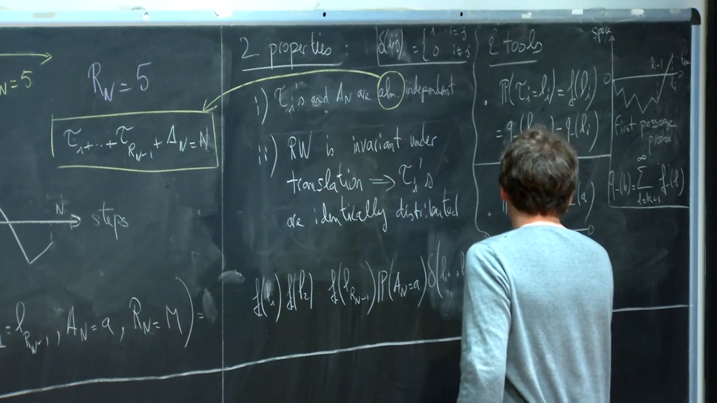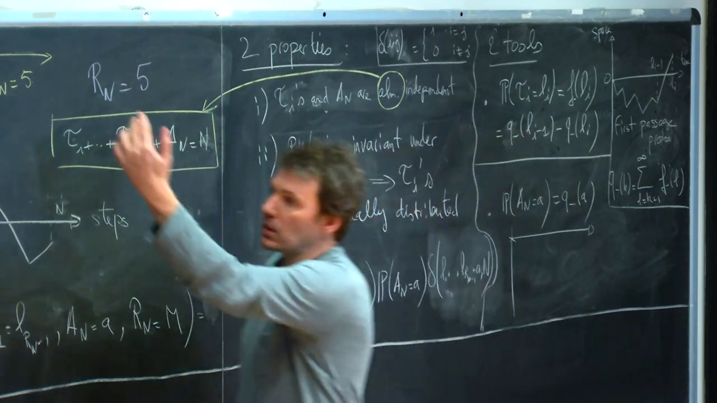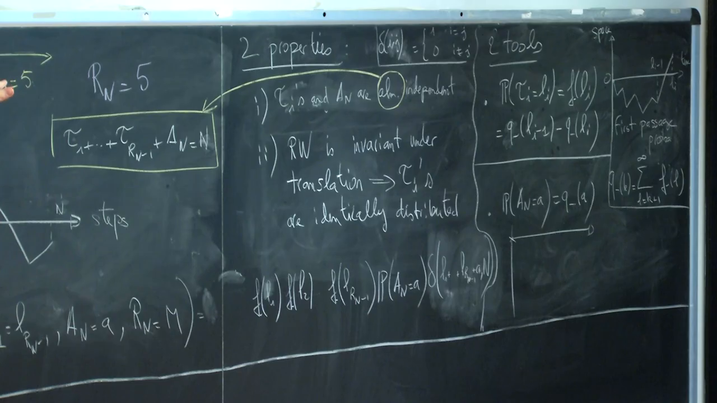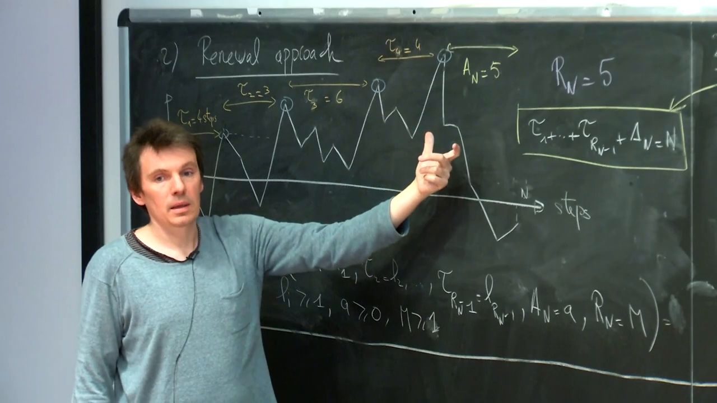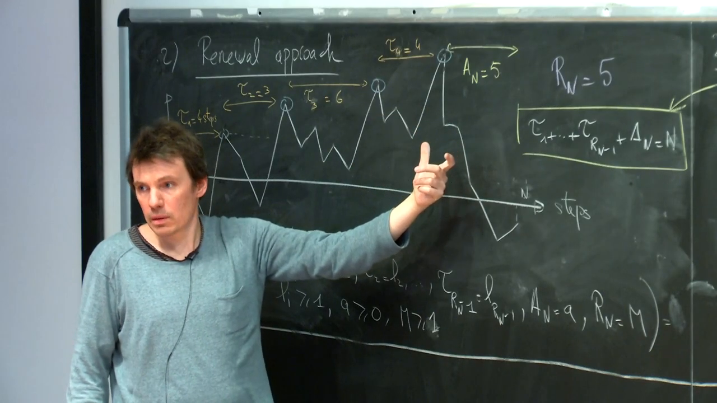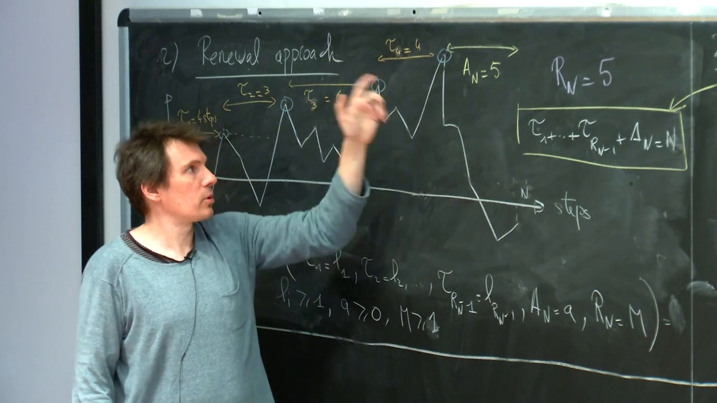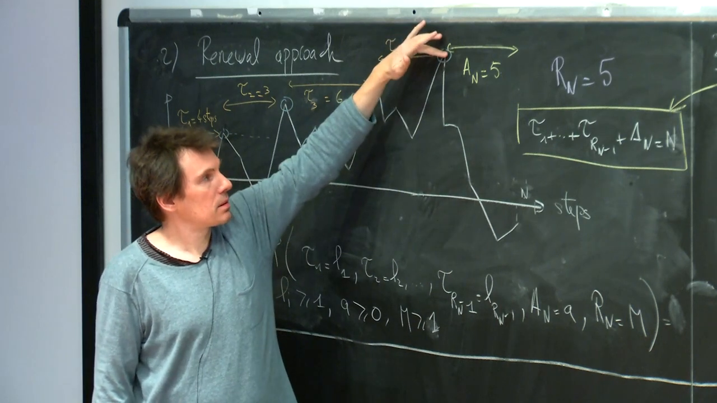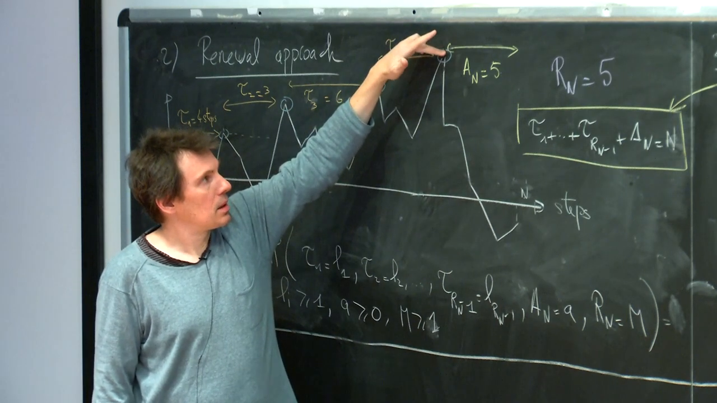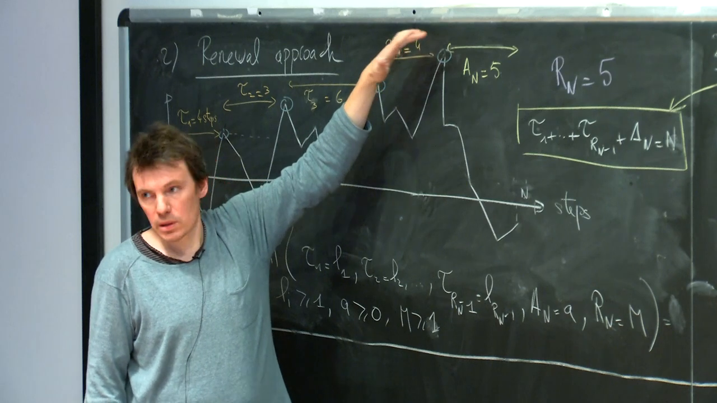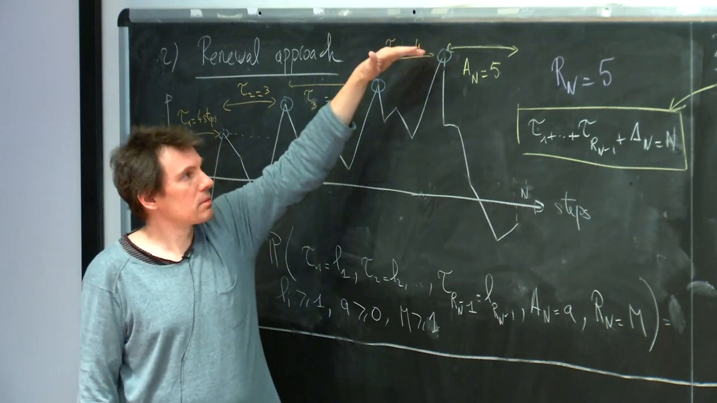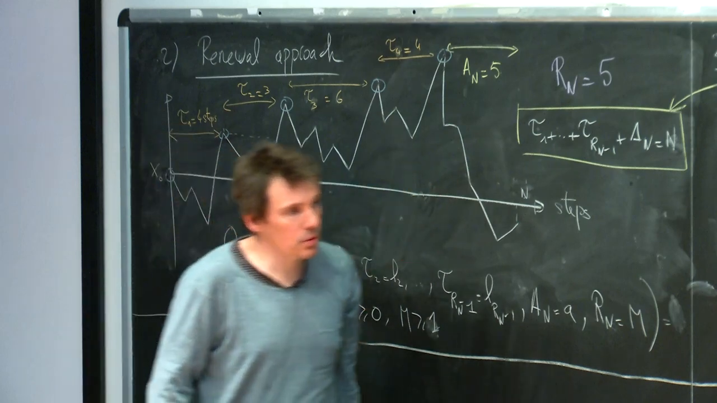I have a random walk that starts here. I don't know where, but I don't care, because I'm saying that this segment here is a walk which is essentially independent from the rest. The only thing is that it starts at this point here. But since the random walk is translationally invariant, I can just start at zero.